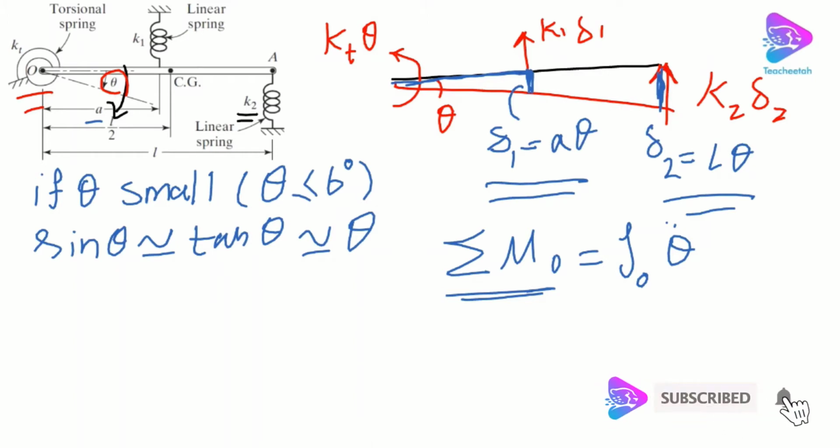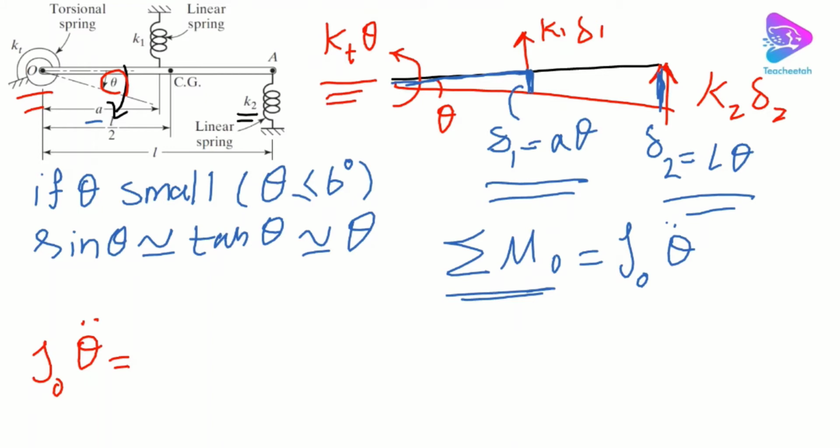So I'm gonna use J_O theta double dot is equal to, what is the first moment acting on the system? The moment due to the torsional spring, which is in the opposite direction of the angle of rotation, right? Theta is clockwise, but this moment is acting in the opposite direction. Why? Because a spring is always acting in the opposite direction of motion. So we have minus k_t theta, right? Why minus? Because it is in the opposite direction.